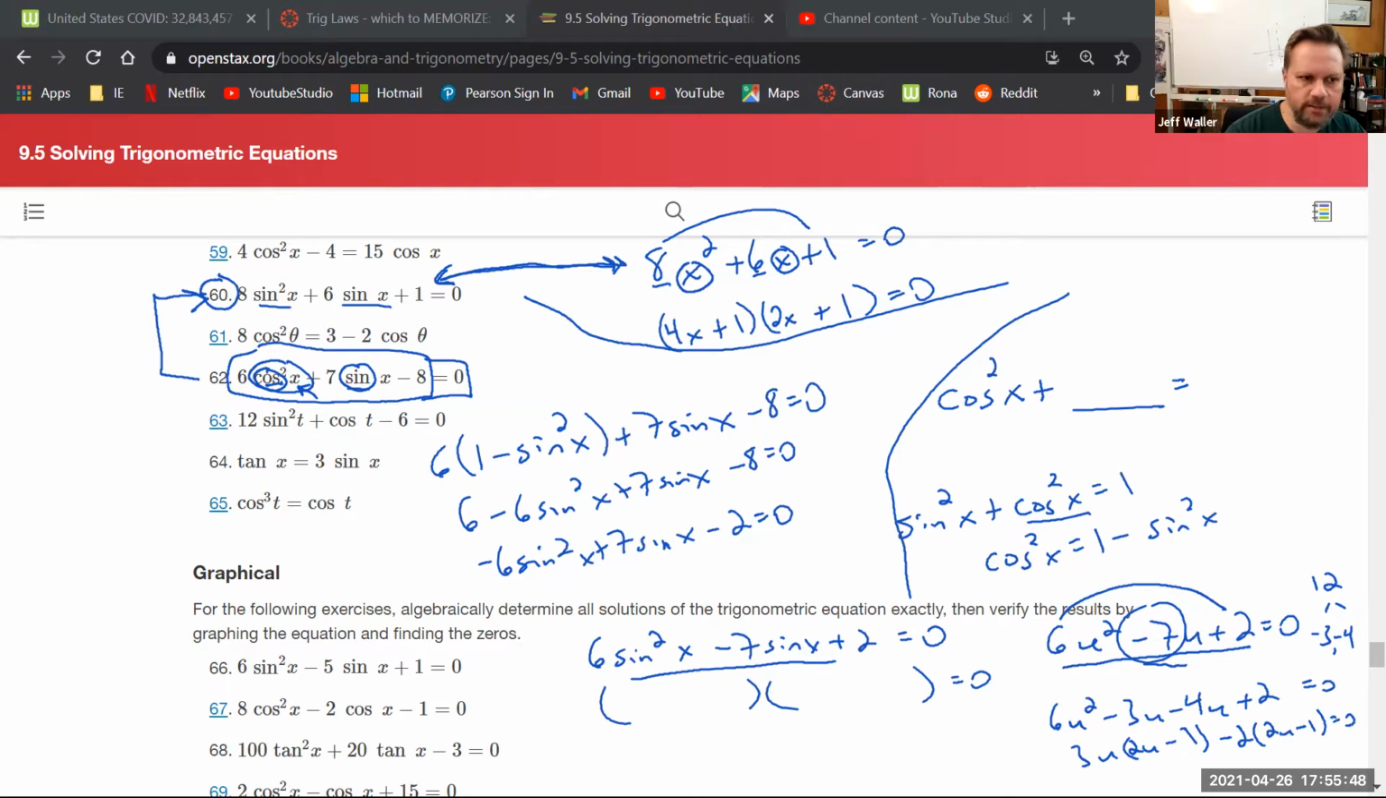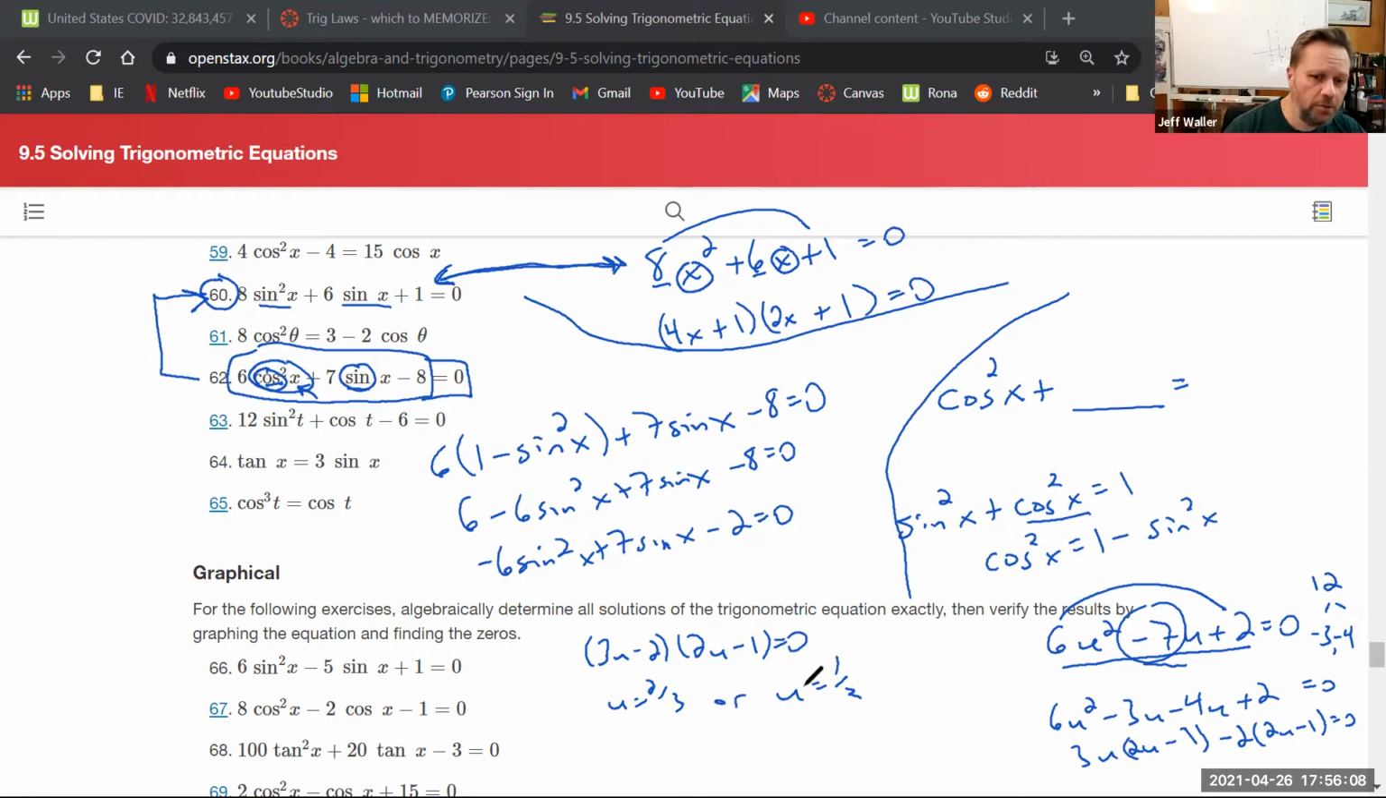My God, I need some room. Erase this. And again, you don't have to put a u there if you don't really need to. Let me bring this up here. 3u minus 2 times 2u minus 1 equals 0. So u is 2/3 or u is 1/2. And then u were sine. So sine x equals 2/3 or sine x equals 1/2.